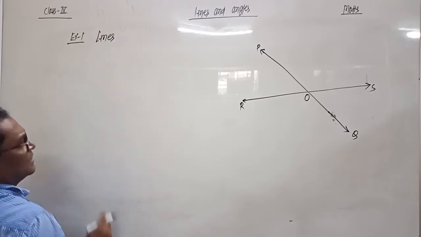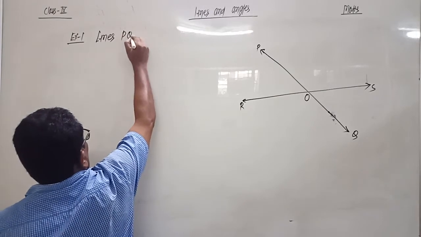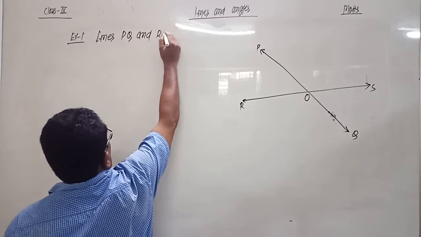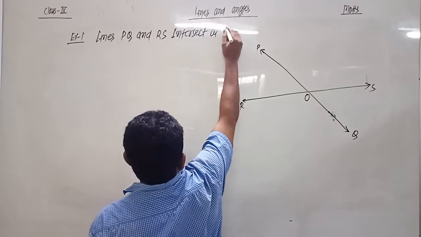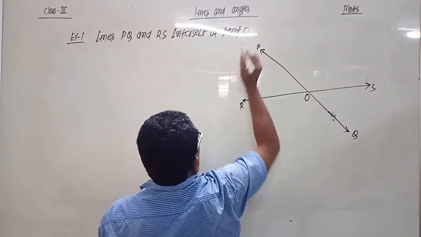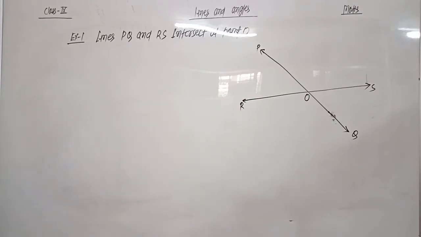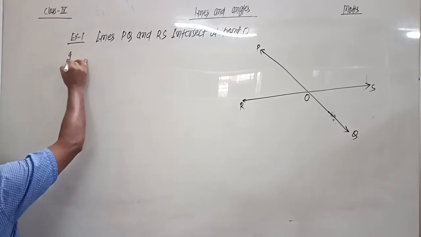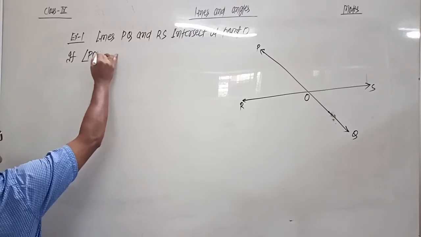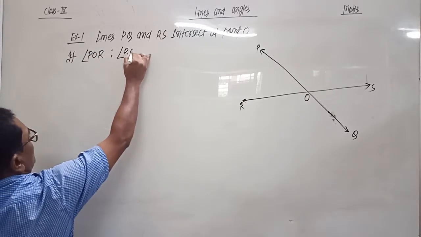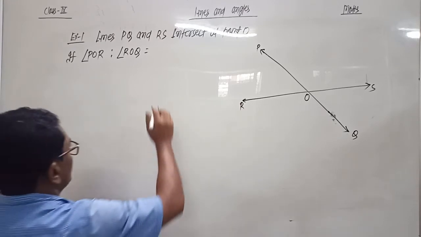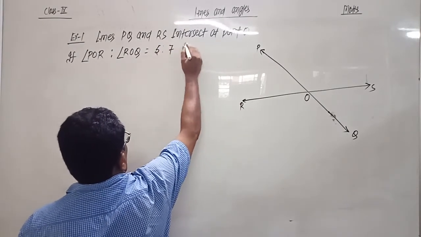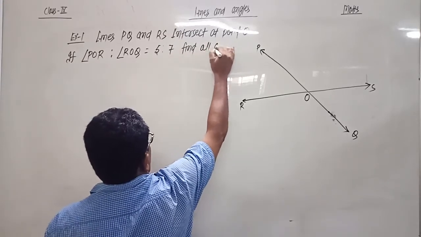Lines PQ and RS intersect at point O. If the ratio of angle POR and angle ROQ is 5:7, then find all angles.